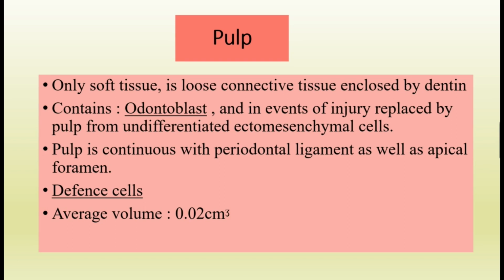And pulp contains odontoblast. So whenever there is any event of injury, it is replaced by undifferentiated ectomesenchymal cells. It is continuous with periodontal ligament as well as apical foramen. It has defense cells and average volume of pulp is 0.02 centimeter cube.